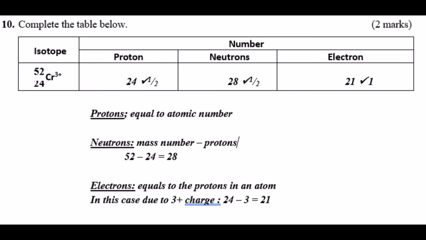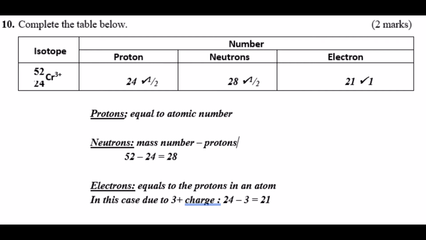The number of protons is exactly what is written as a subscript down there. It is 24, the atomic number. Then the number of neutrons, remember it is the mass number, you subtract the protons. 52 subtract 24, you get 28.